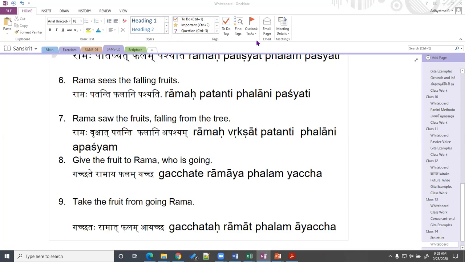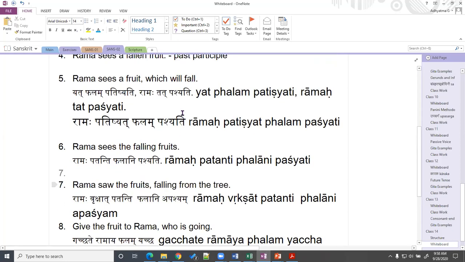Saw is the third person, apashyat. Okay, so yes, that's correct. Rama apashyat. Thank you for correcting. I used the first person, so it's apashyat. I used the pashyam, which is for the eye, like I saw, but Rama saw, that is apashyat. That's correct. Thank you.